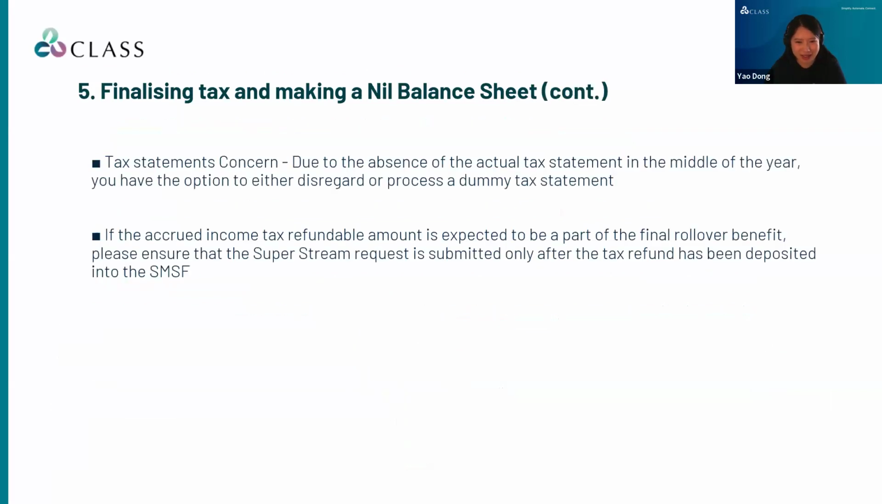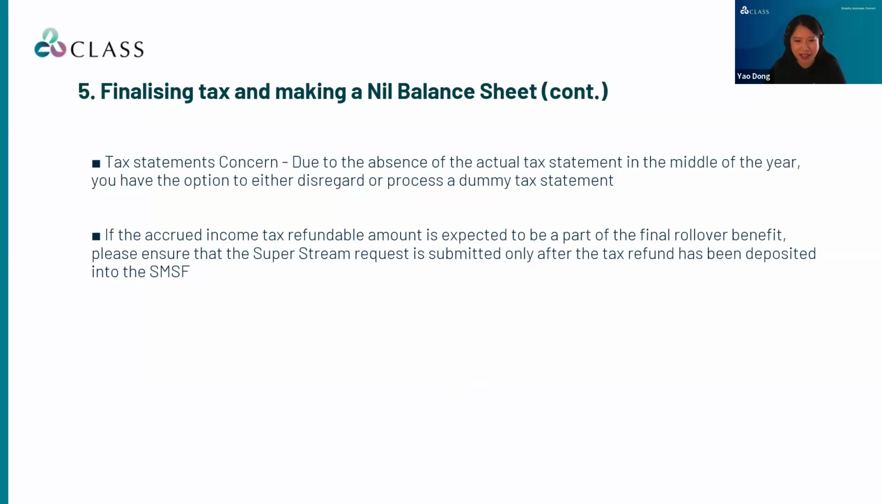Here are two reminders. Firstly, about the tax statement. As there is no tax statement available in the middle of the financial year, you can either disregard or process a dummy one. Class treats distribution as assessable income without a tax statement. Secondly, for SuperStream concerns, if the expected tax refund is a part of the final rollover benefit, please submit the SuperStream request only after the tax refund is received by the super fund.